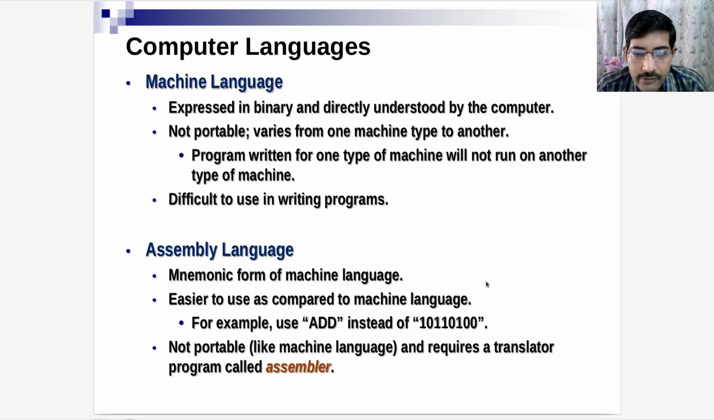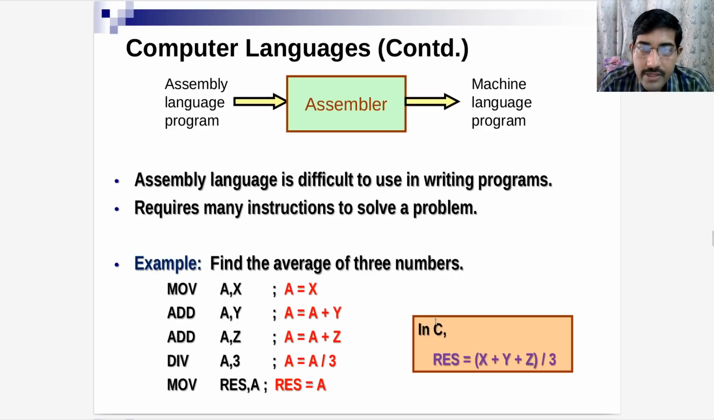Even if you write it, this translator is not portable, because like machine language, this ADD may be known from our side, but from the computer's side it's very specific, so it cannot be translated. We call such a translator, which translates from assembly language to machine language, an assembler. So it takes an assembly language program and translates it. It's very difficult to use because you require many instructions to solve a program.